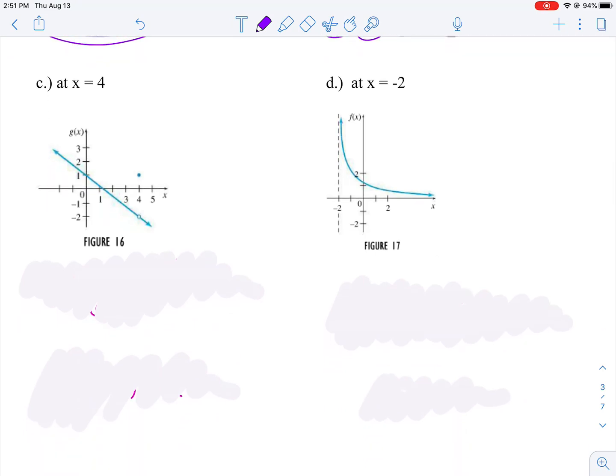Looking at C, is this function continuous at x equals 4? Well, I know that as I'm following the path here, I would have to lift up my pencil as soon as I got to the hole and then continue to go because there's a hole there. Okay, so this would be discontinuous. Well, what type of discontinuity is it? Well, because there's just a hole, this is removable discontinuity. I could plug it up with just one dot. So removable discontinuity at x equals 4.